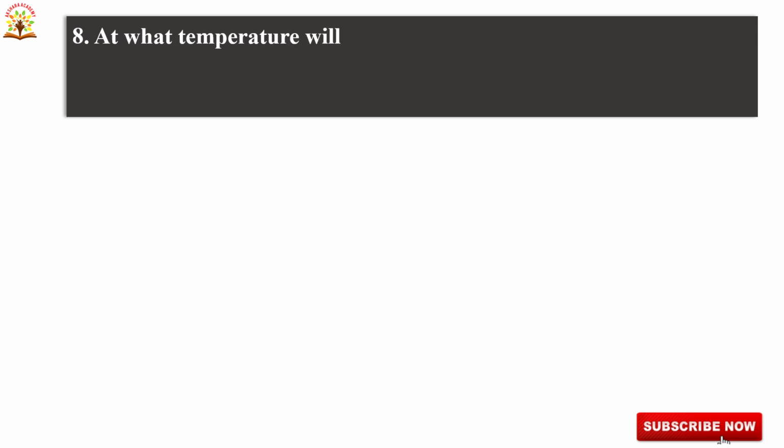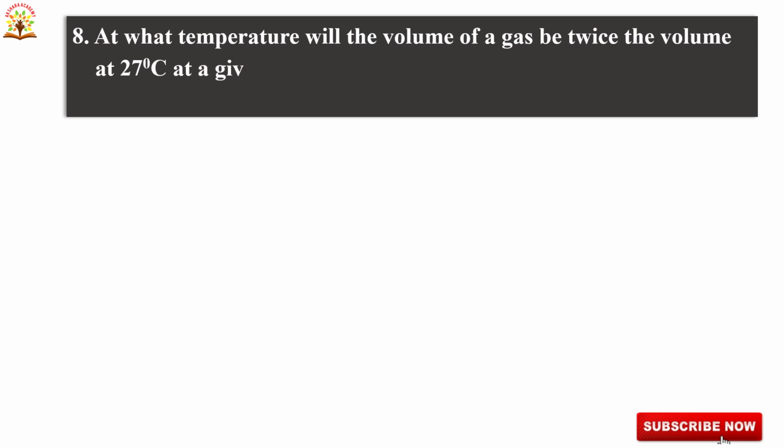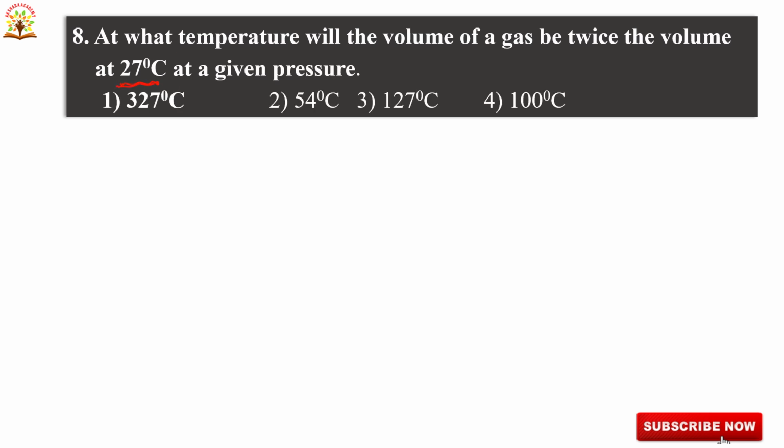At what temperature will the volume of a gas be twice the volume at 27 degrees centigrade at a given pressure? Here we have to calculate at what temperature the volume of the gas will be twice the volume at 27 degree centigrade at a given pressure. Okay, now let us go to the solution.